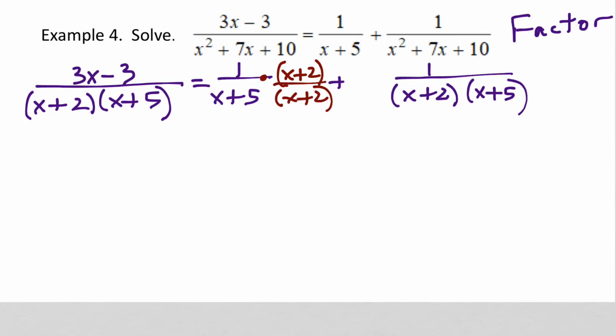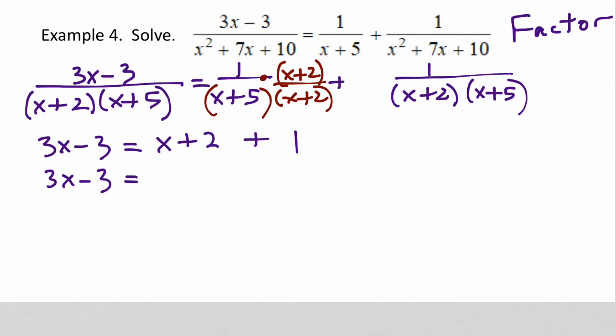And then I'll have matching denominators. All right, so my next step is now to write my equation in terms of the numerators only, now that I've got the common denominator. So on the left, I've got 3x minus 3 is equal to 1 times x plus 2, that's just x plus 2, plus 1. So that's 3x minus 3 is equal to x plus 3.